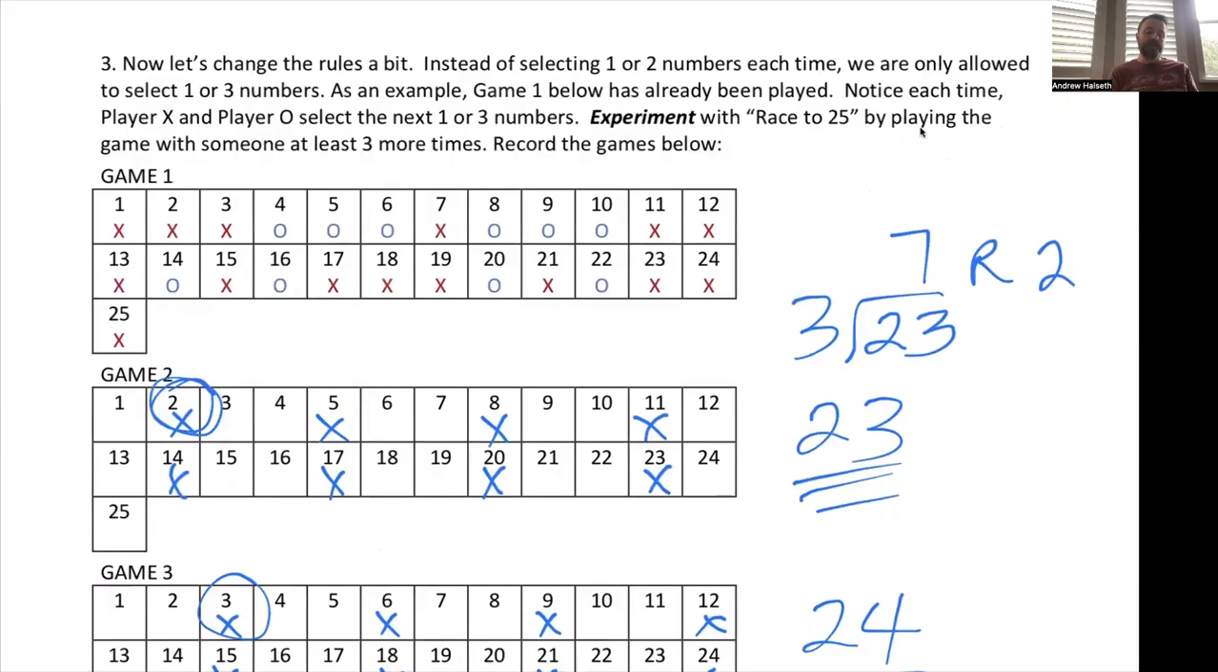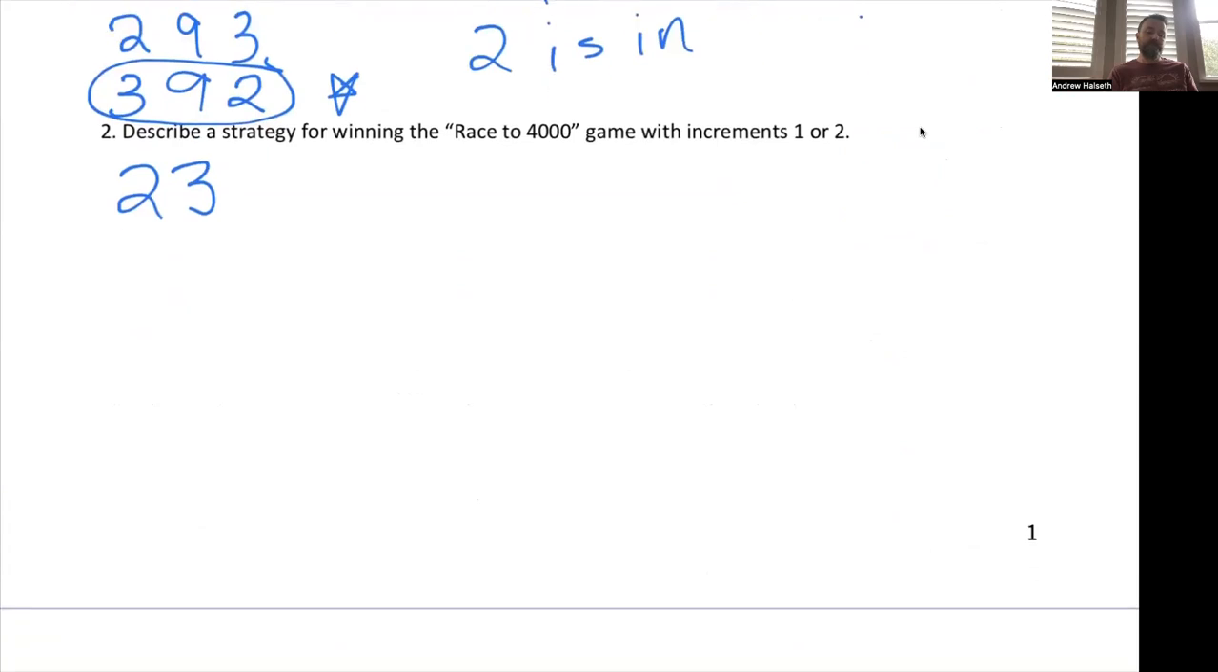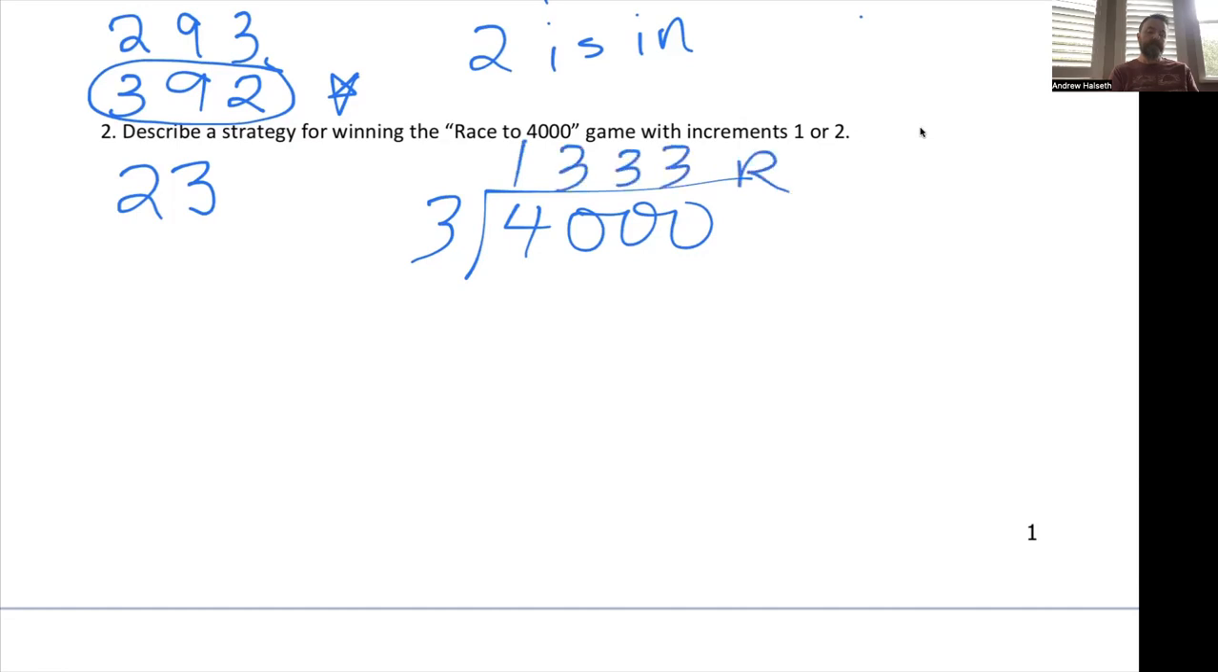Okay. So all that said, now if I have something extreme like race to 4,000, well, let's divide it into 3. 3 into 4,000. What's the remainder, right? I think it's 1,333 remainder 1 if I did my division. So remainder 1 is my clue. So what am I going to do? I want to go first, get that remainder, and then do the opposite of my opponent all the way to 4,000. And I'll guarantee that I'll get 4,000. I don't even have to think about it at that point. I win as soon as I get 1.